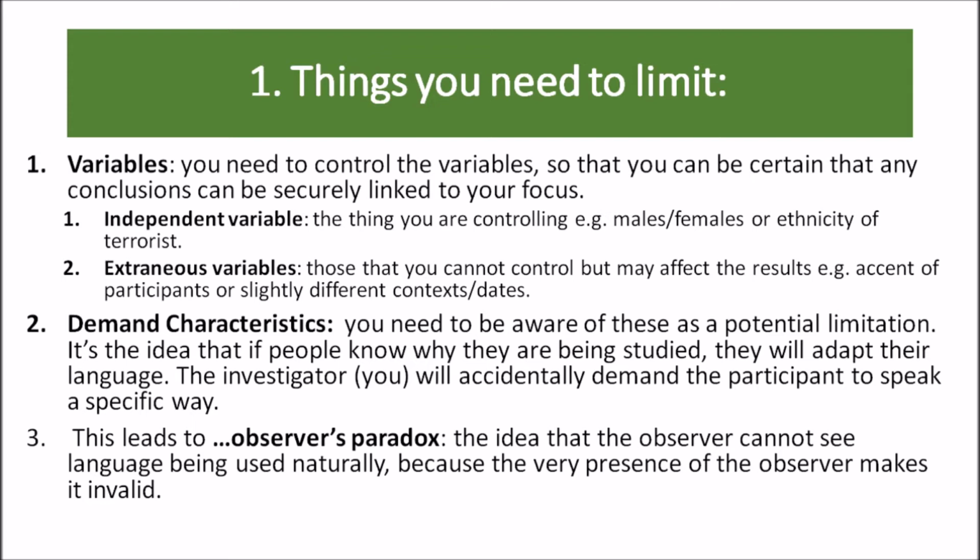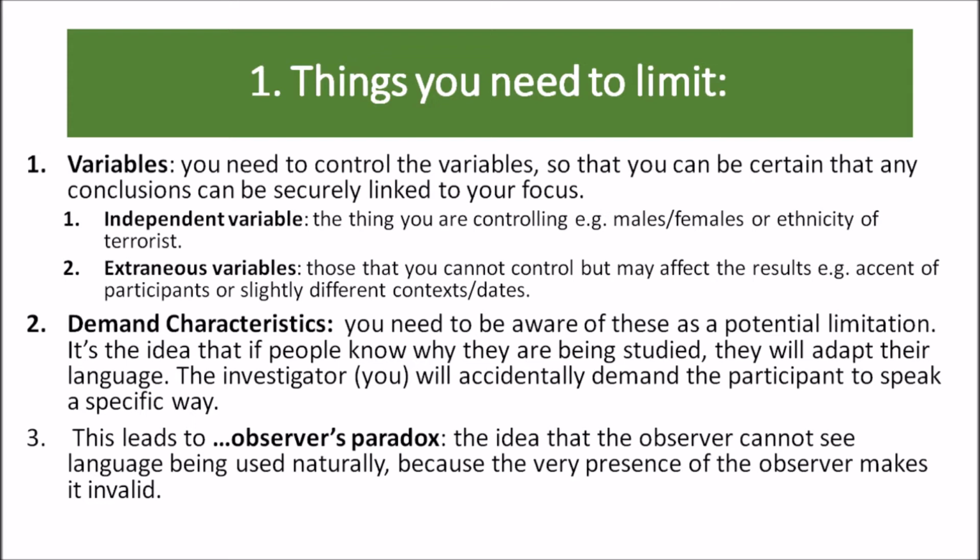Now there are two types of variables, and you do need to be referring to these in your investigation, so make sure you jot these down. An independent variable is the thing that you are actually controlling, so the thing you're actually investigating. You might have males and females because you're interested in whether there's a difference. You might be looking at different ethnicities of terrorists, and they are your independent variables that you're controlling.